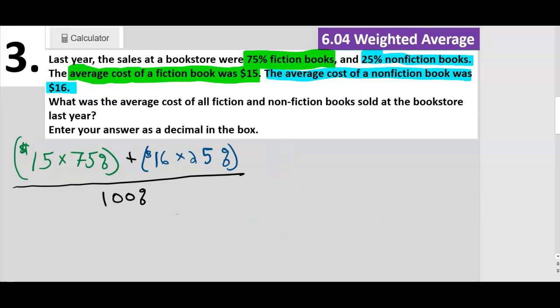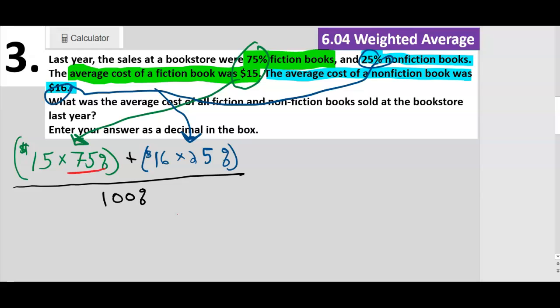All right, jumping right into this, 75% fiction books. Each of those books sold for $15. So I'm doing $15 times 75%. Then the next one, we have 25% nonfiction books goes with $16. So we just multiply $16 times 25%. And we divide all that by 100% because our total equals 100%. You take your 75% and your 25%, you get 100%.